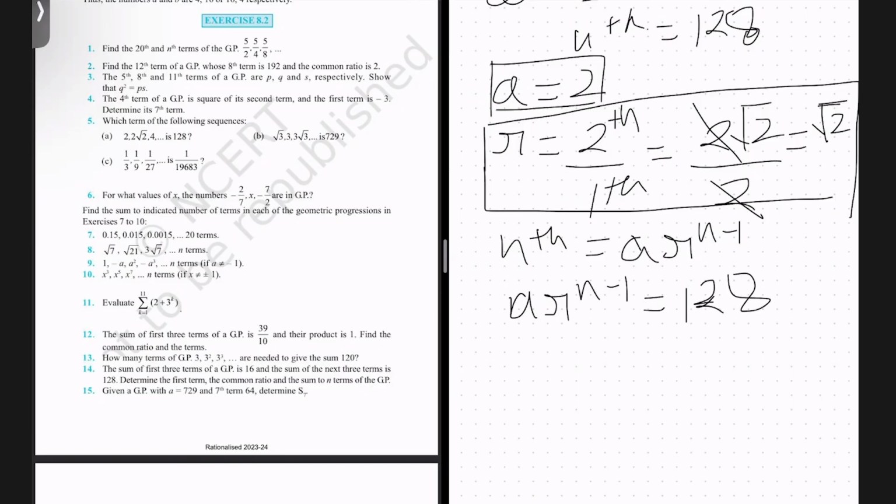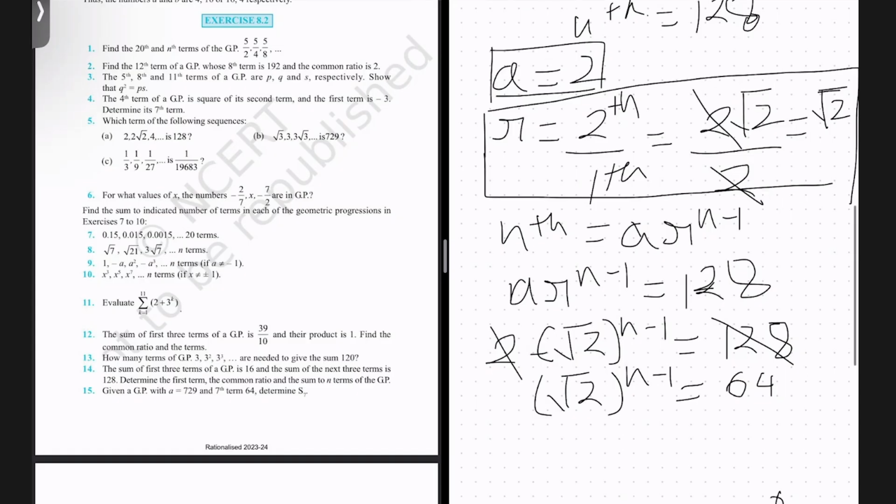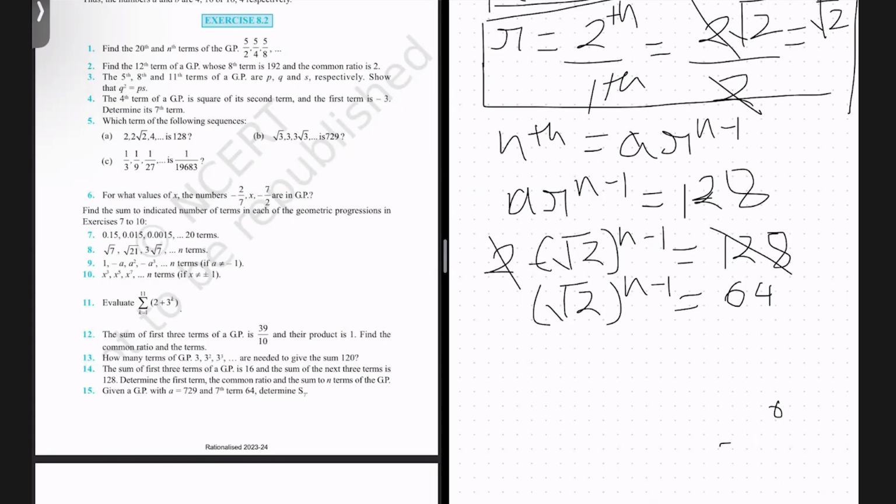Right? Now, let us plug in the values of A and R, and that is how we are going to find the value of n. Correct? So we have A equal to 2, R equal to root 2, raised to the power n minus 1, equating to 128. Now you can divide both the sides by 2. Here you will have 64, and here you will have root 2 to the power n minus 1. Correct? Moving on, proceeding further, we now have root 2 to the power n minus 1 equals 64.